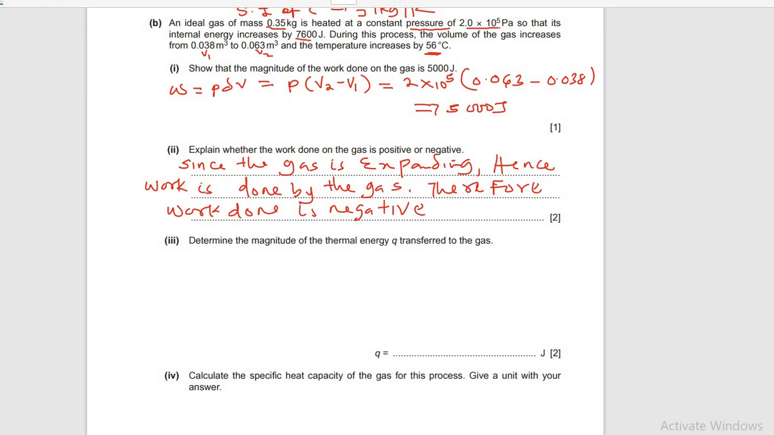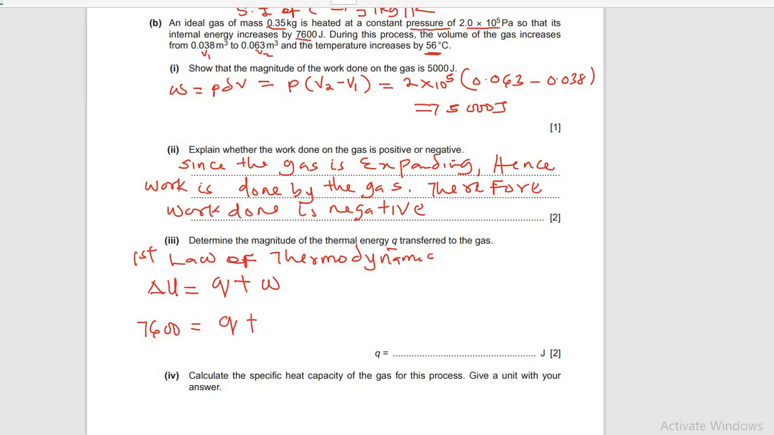Determine the magnitude of the thermal energy Q transfer. So from the first law of thermodynamics, change in internal energy is heat supply plus work done on the gas. So it's plus because it's work done on the gas. It's negative if work is done by the gas. In this question, if you remember, its internal energy increases by 7,600. That's the change in internal energy.